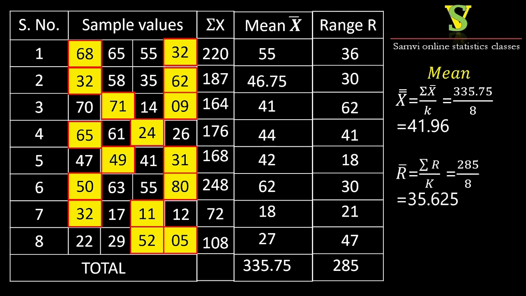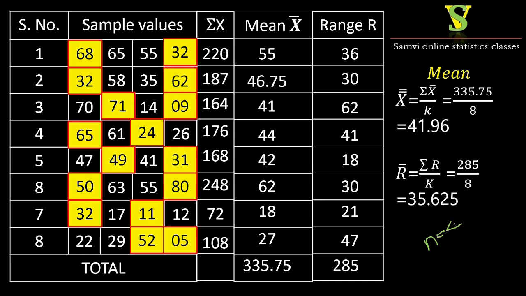R bar is summation of r divided by k. Summation of r is 285 and k is 8. If I divide here, I'll get here 35.625. Here the sample size n is 4.